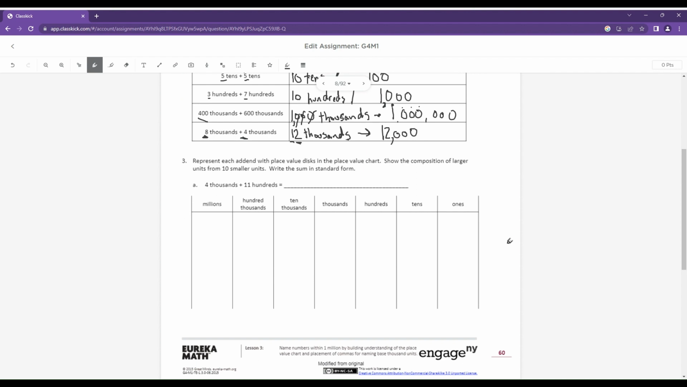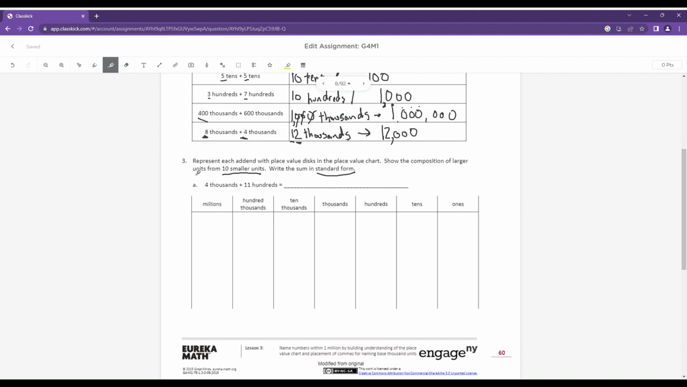Number 3 says represent each addend with the place value disks in the place value chart. Show the composition of larger units from 10 smaller units. So that's that reorganizing or regrouping 10 smaller units for one of the next larger unit. And it says write the sum in standard form.